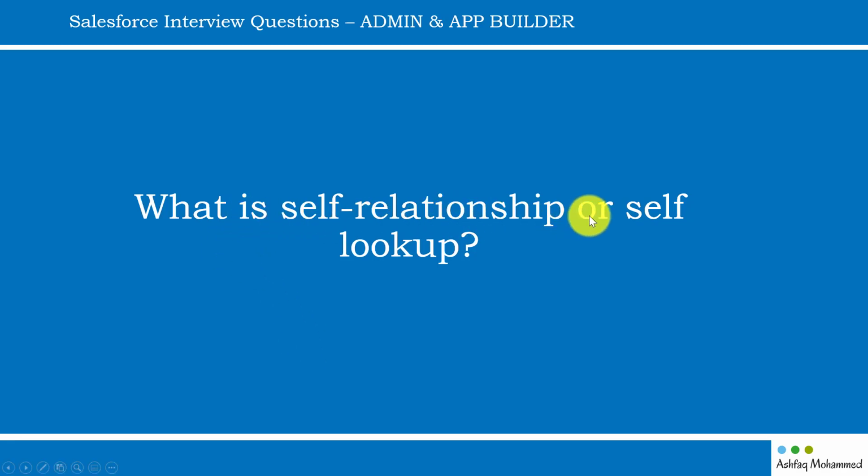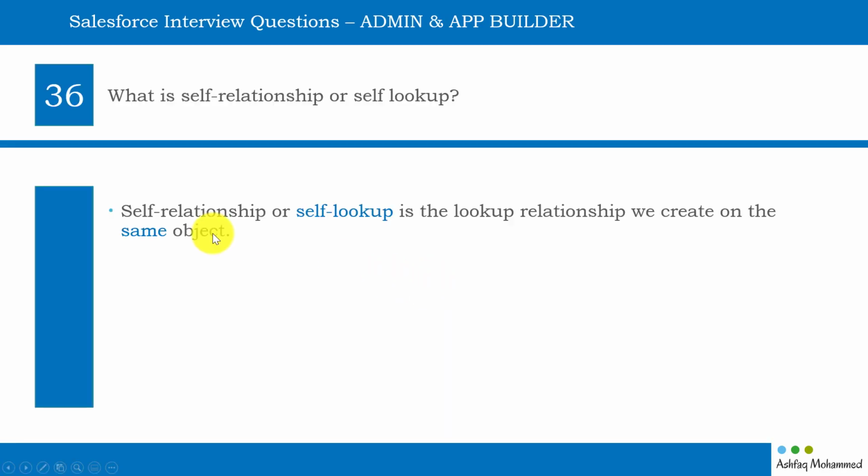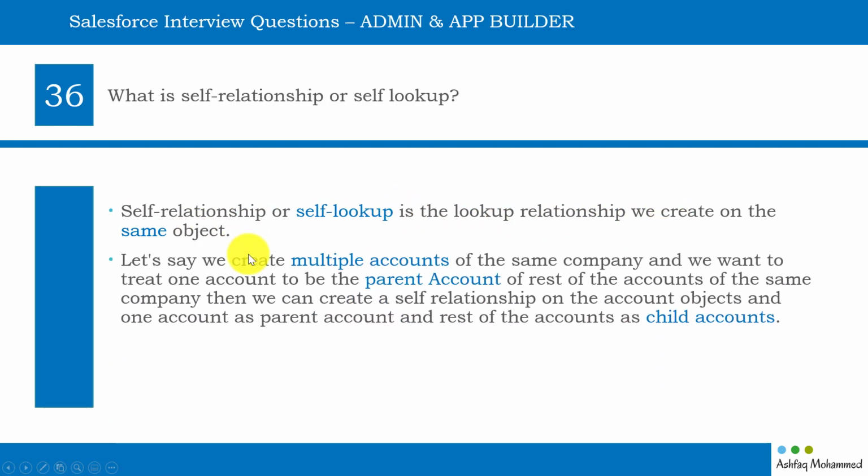What is a self relationship or self lookup? This is very straightforward. If you want to look up to the same object, like how we have a hierarchical relationship for user, and you want to do something for custom objects or any other objects, you can create a lookup and just look it up to the same object. So a self relationship or self lookup is a lookup relationship we create on the same object. Let's say we want to create multiple accounts of the same company and we want to treat one account as the parent.